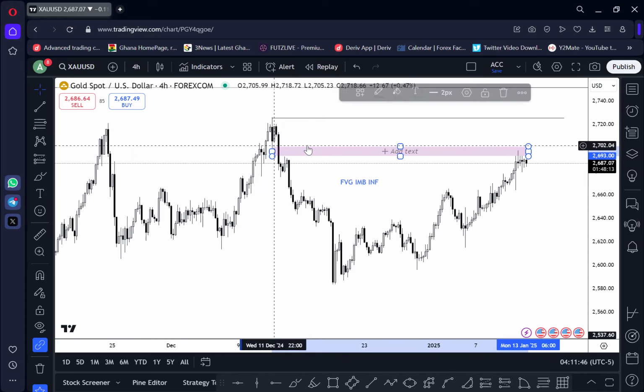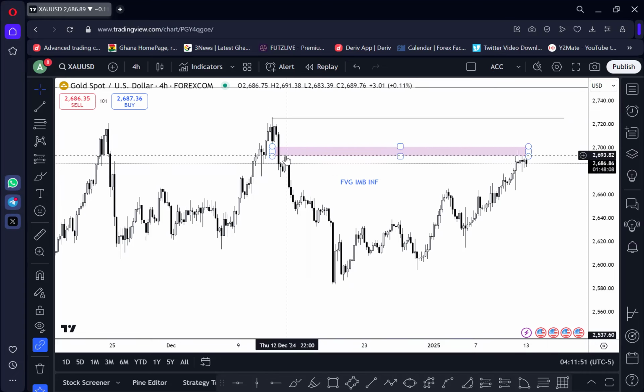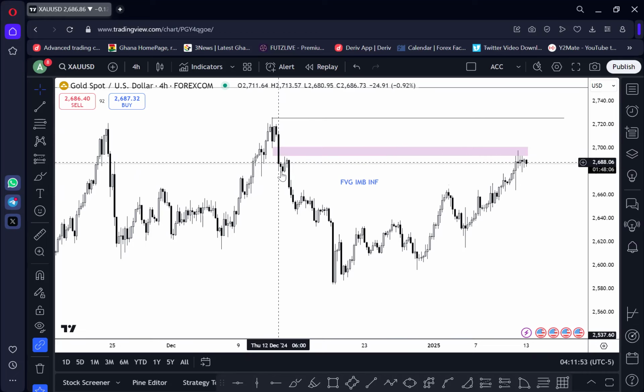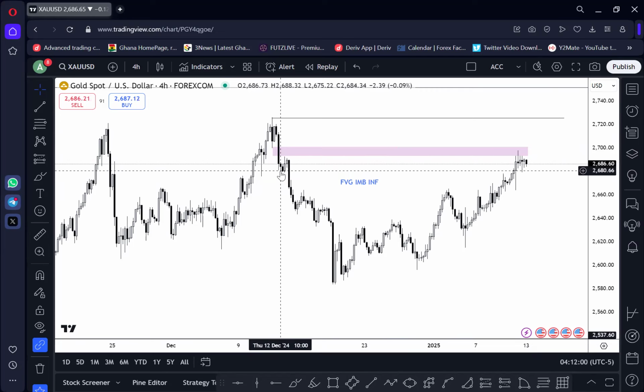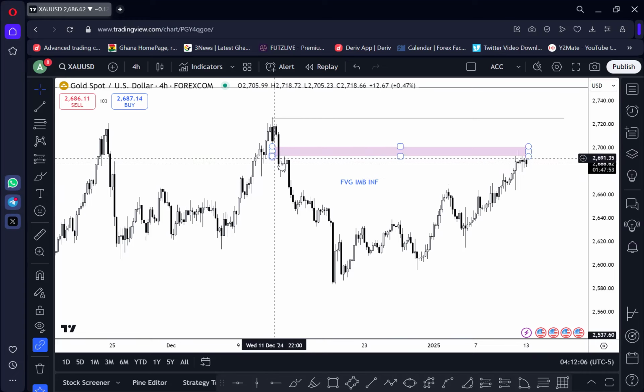The reason why I took this white candle instead of the last one is that this white one validated this pullback and filled some amount of the gap that was left between this and this third candle here.